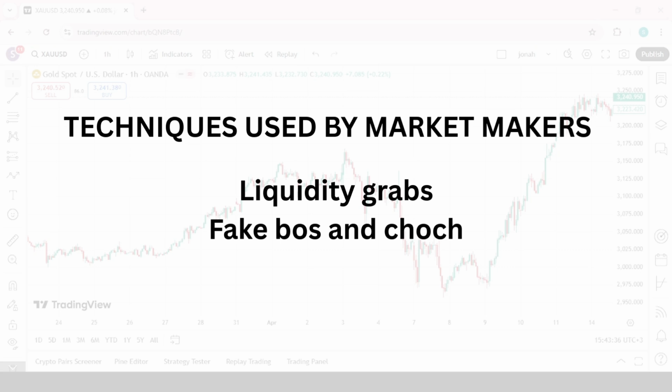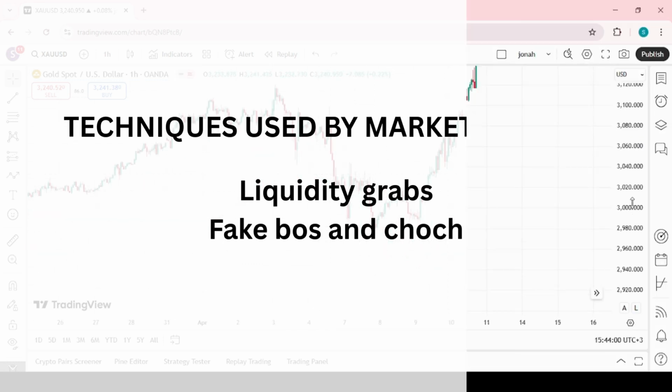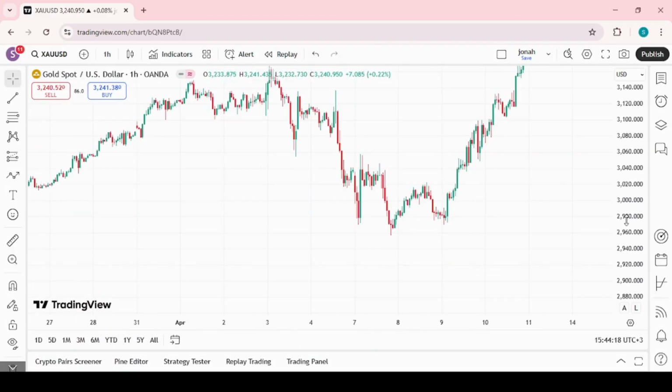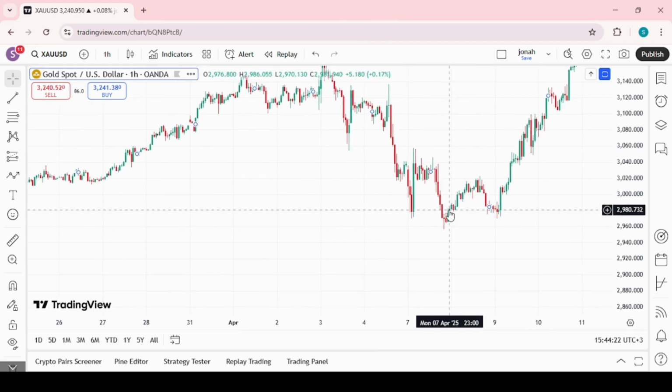So liquidity, for a set of liquidity concepts, that's something I'll break down in our next video. The other thing they do is they make fake breaks of structure and changes of character. So they make fake BOS and fake CHoCH. So how do I identify a fake break of structure? Make sure that price clearly breaks the previous high or low.